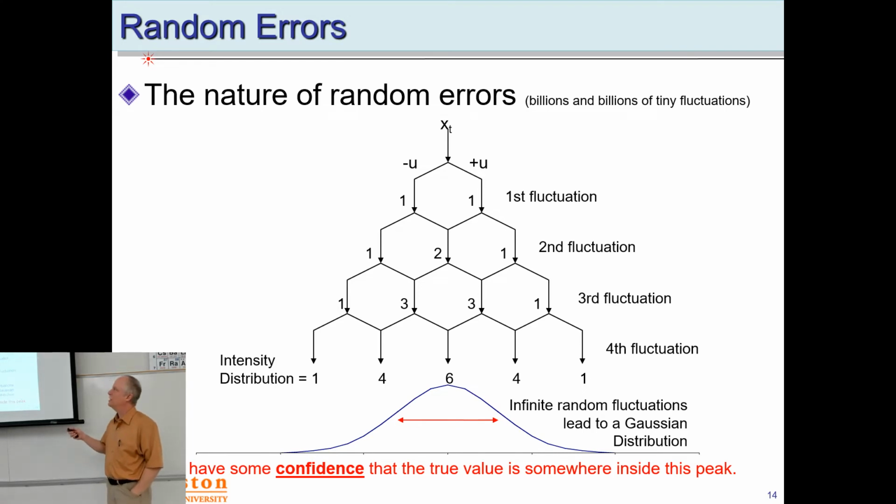Where have you seen this pattern too? 1 1, 1 2 1, 1 3 3 1, 1 4 6 4 1. Anybody? Pascal's triangle, and you've seen it in organic. Why did you see this in organic? You're like, wait, we didn't do any math in organic. Anybody? NMR splitting patterns.